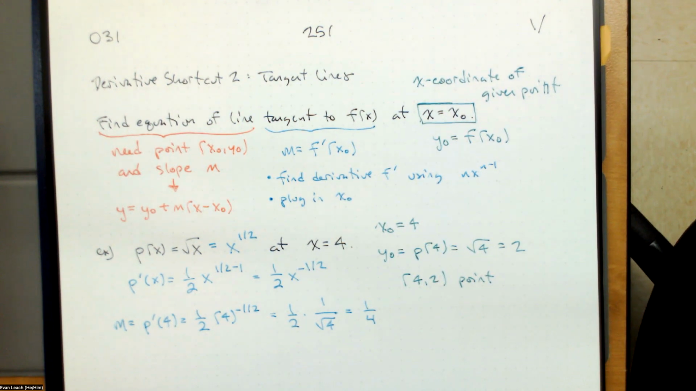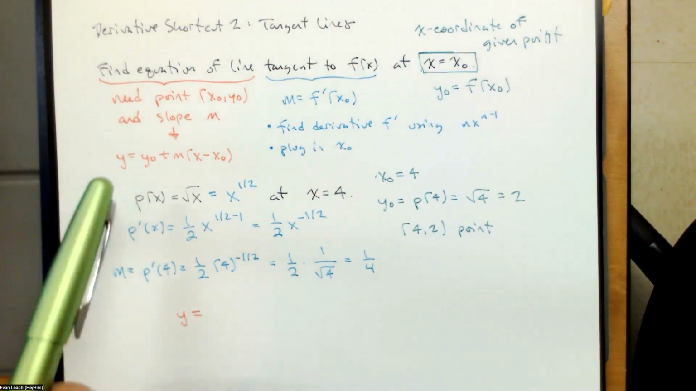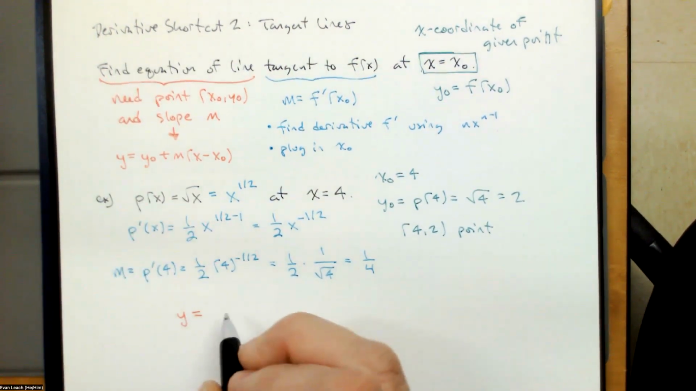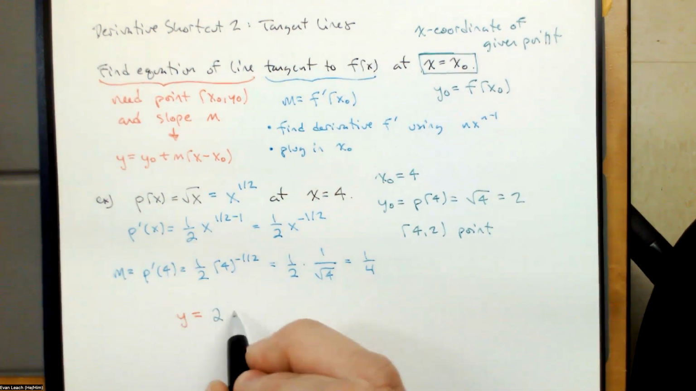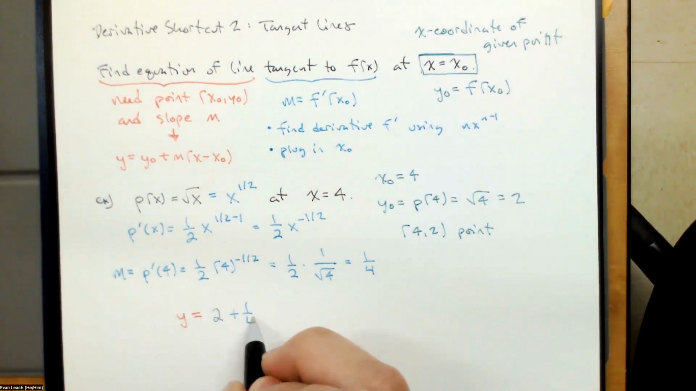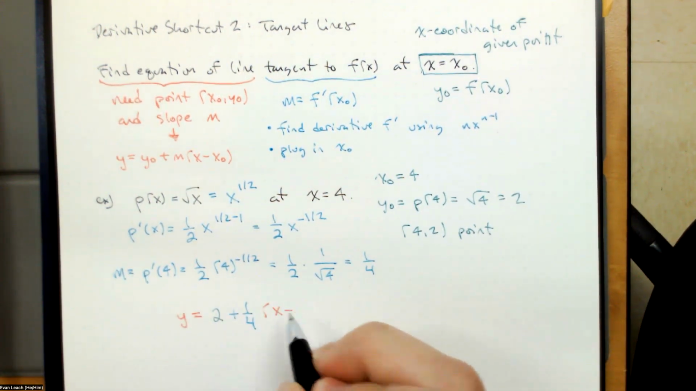So now we have a point and a slope. We have all the pieces that we need to put together our equation. So point slope form of a line: y equals y naught plus m times x minus x naught.